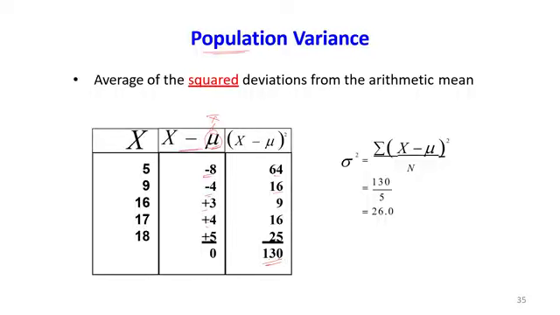Now, if I take the mean of this squared deviation, that is known as the variance. In statistics, this notation is known as sigma. So variance is denoted as sigma square.